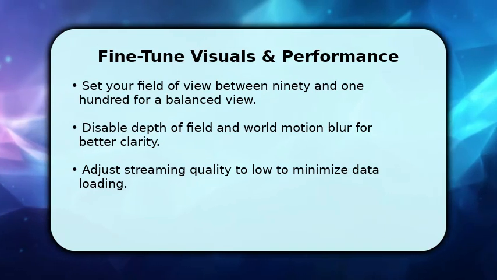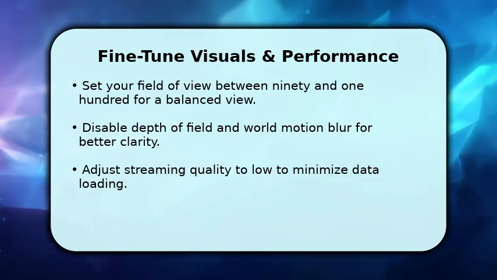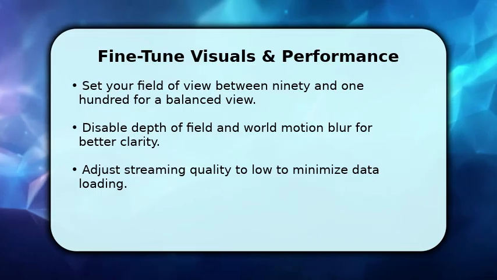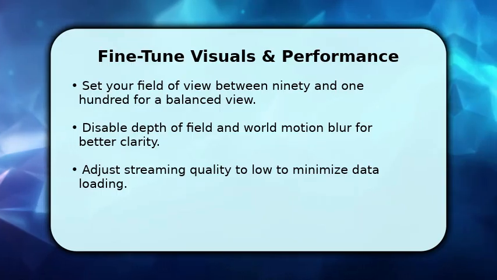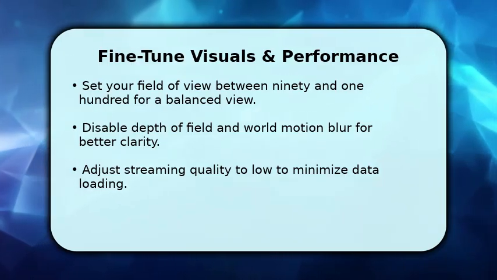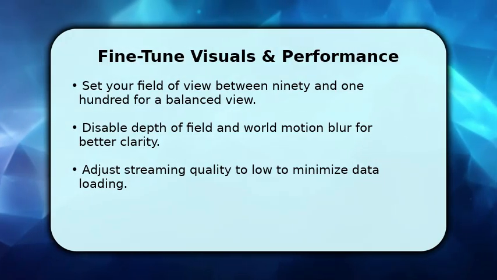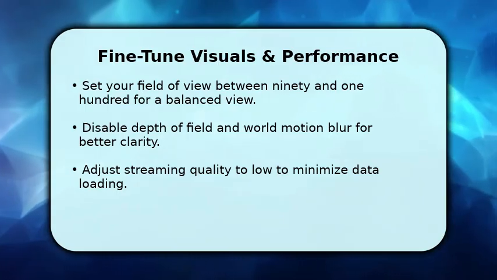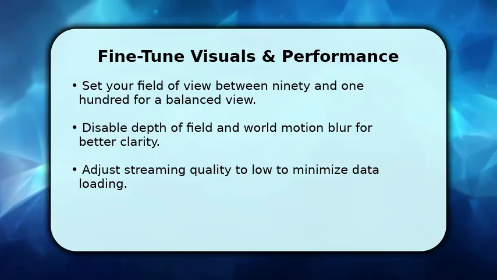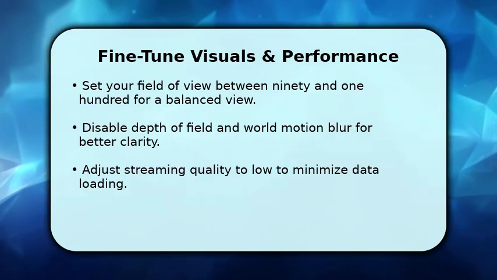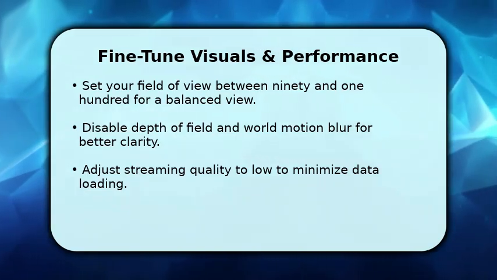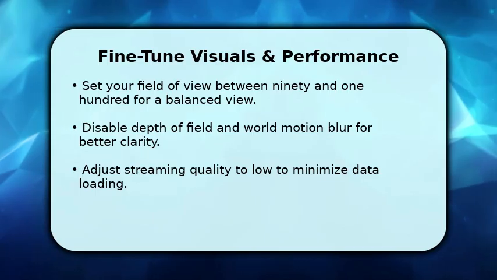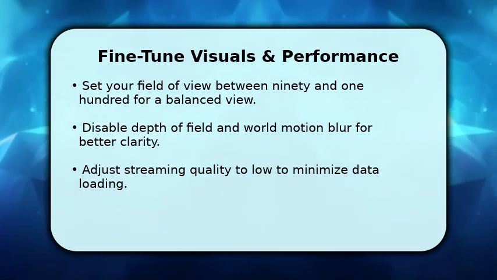Continuing with in-game adjustments, setting your field of view between 90 and 100 can offer a good balance without overtaxing your system. Make sure to disable depth of field and world motion blur. These often add visual clutter and consume resources. Lowering your streaming quality helps reduce the data your PC needs to load. Lastly, turning off tessellation and ambient occlusion can free up valuable frames per second, making your game feel much smoother.